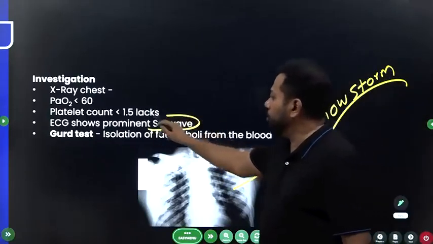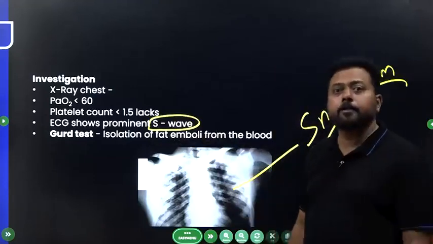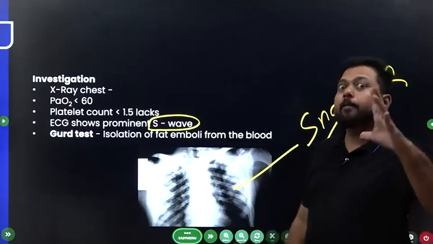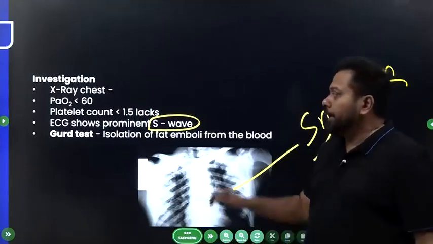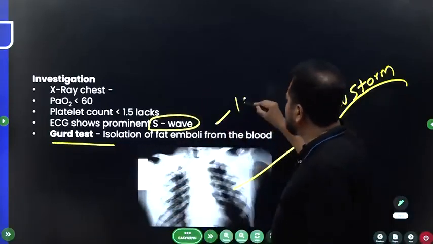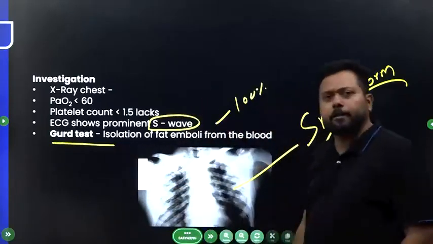Very peculiar. So far unasked in any of the entrances till now. ECG change of fat embolism: prominent S wave. Okay. Gurd's test. This is a bedside test. 100% positive test. What is Gurd's test?